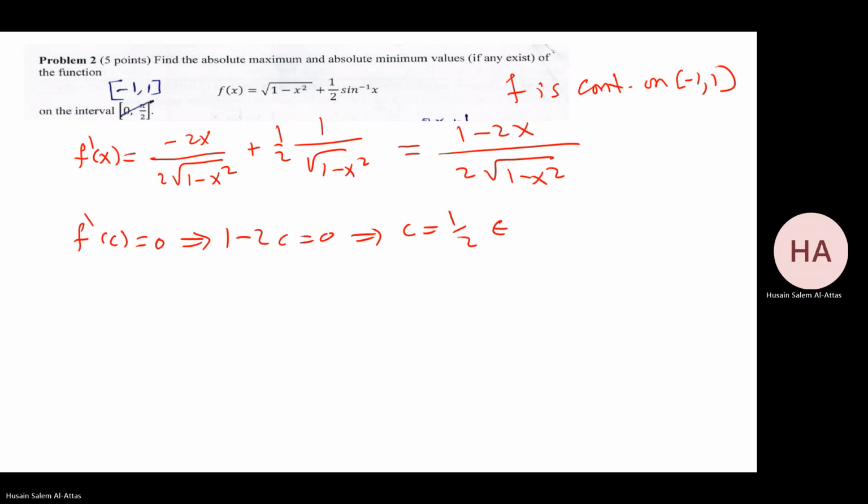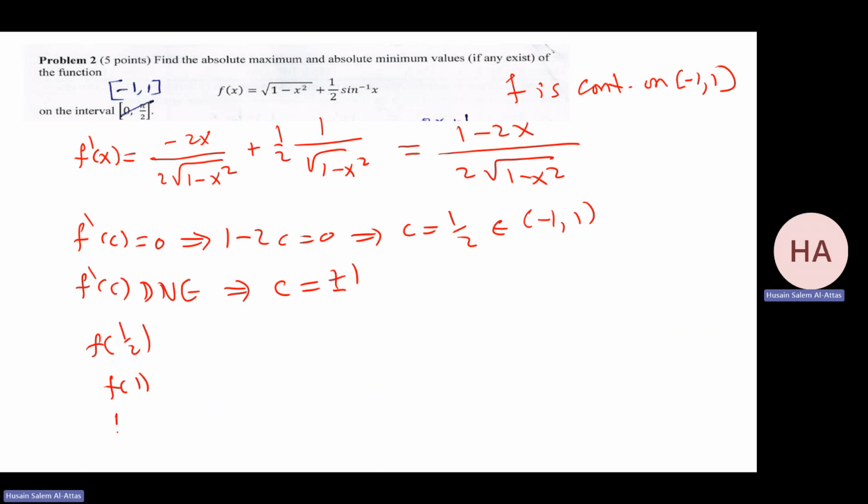F prime does not exist when c equals plus or minus 1, which are the endpoints, which I will check. So f of half, f of 1, f of minus 1. F of half is what? Square root of 1 minus 1 over 4, square root 3 over 4, which is square root 3 over 2, plus half sine inverse of half, which is pi over 6. That will be square root 3 over 2 plus pi over 12. This is almost 1, something like 1 and a bit, so this is greater than 1.